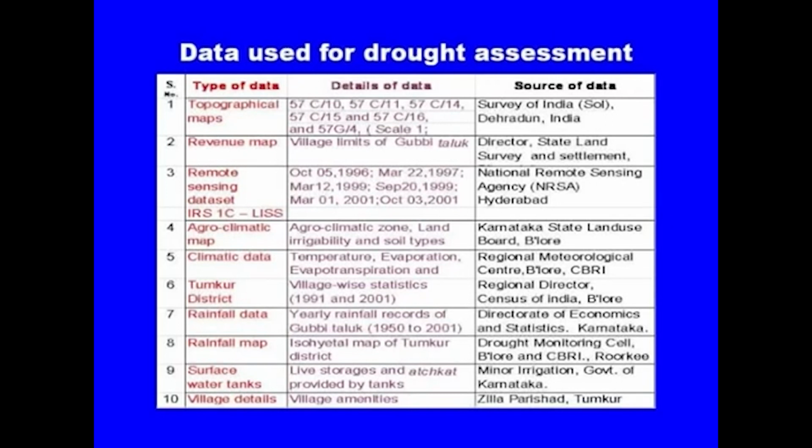Then the rainfall map, this map could be maintained by various agencies who may be involved. One of them could be the drought monitoring cell, or one can go to IMD and also get the rainfall map for different times. Then surface water tanks, well, these could be obtained from the minor irrigation departments, and village details can be had from the Jilla Parishad of the concerned area.